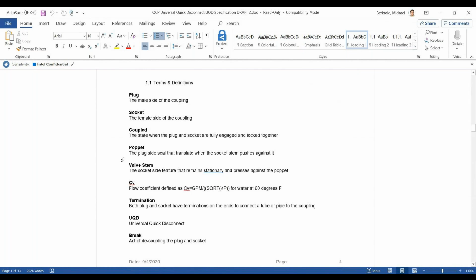Quick question for people on the bridge. Is the poppet and valve stem definition clear? At a quick glance, it almost seems like the poppet's pointing to the socket stem and then the stem's pointing back to the poppet, but is it clear in the way that they interact with each other? Everybody's happy with the definition, clear enough?